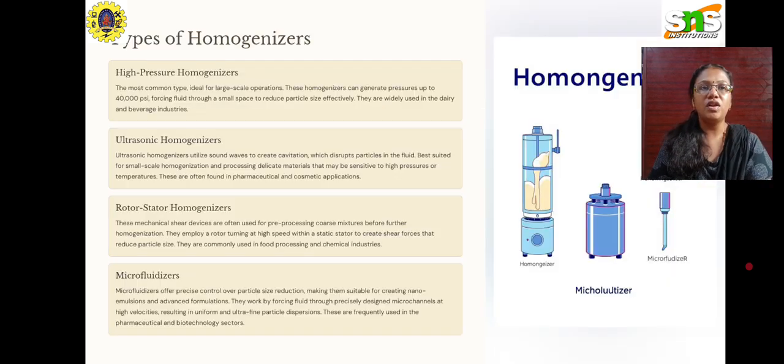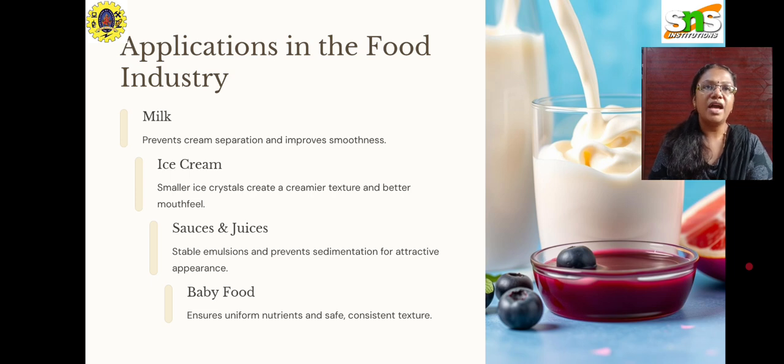And next, what are all the types of homogenizers? As I told you, many types of homogenizers have been installed. First is the high pressure homogenizer, then the ultrasonic, the rotor-stator homogenizer and the microfluidizer. Each of these types differs mainly in the design and the inbuilt pressure, as well as how they handle fluids, based on the density of the fluid. Each type of homogenizer is chosen depending upon the type of industry or the type of fluid. So where can we apply them?